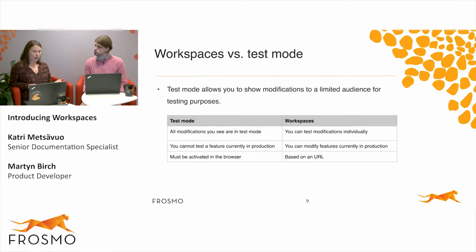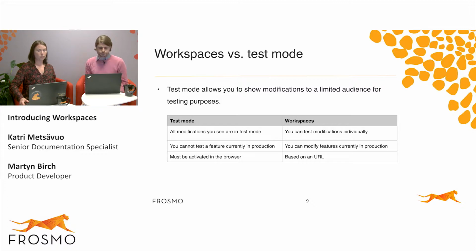Can you think of an example of how workspaces can be used to solve a problem that you can't solve with test mode? So I think you brought up the point that in test mode, all modifications that are currently being developed and are under test mode will be shown. Whereas with workspaces, you can isolate that feature and only preview that particular feature that you're working on. Yeah, so essentially it's all about making the workflow simpler. Exactly, and smoother. Yeah.